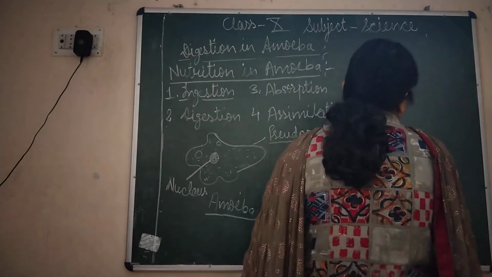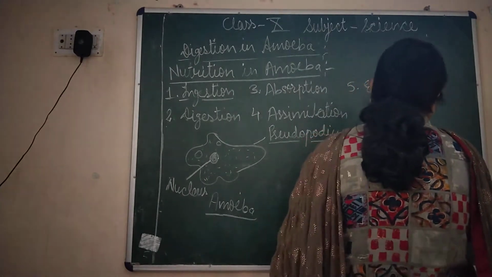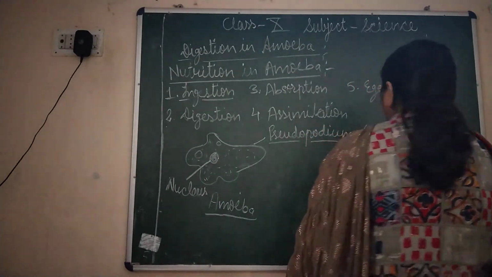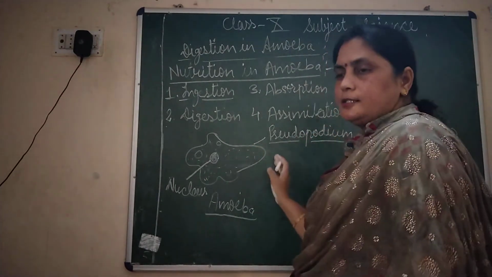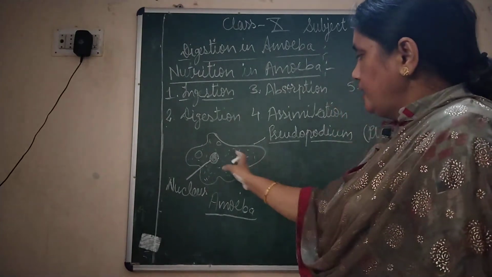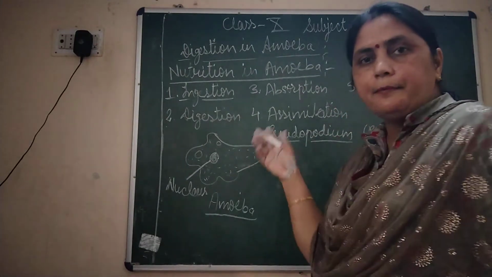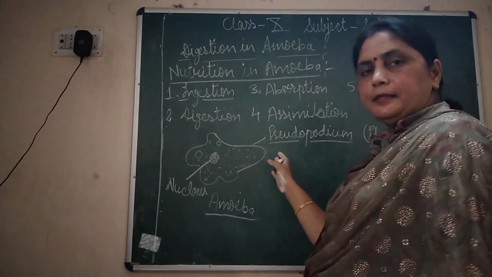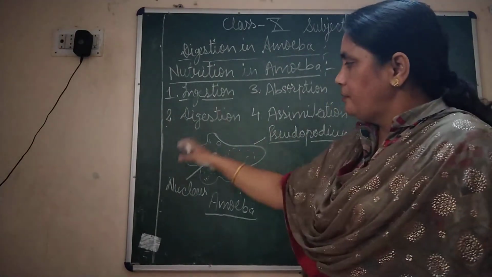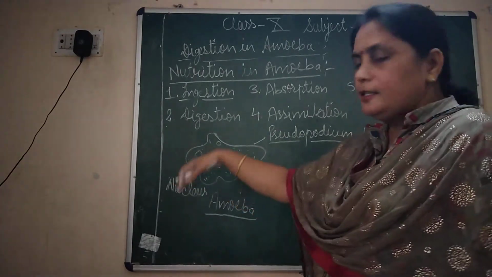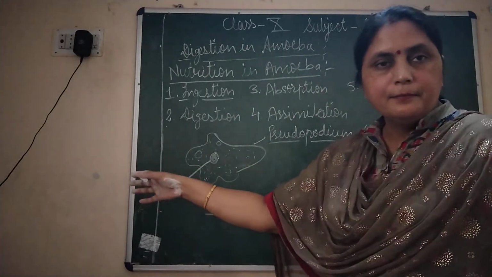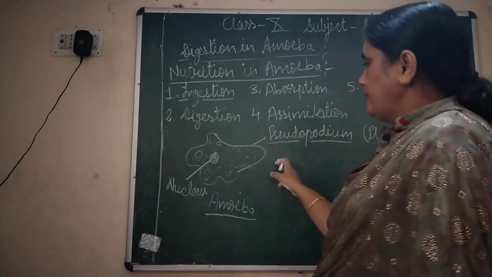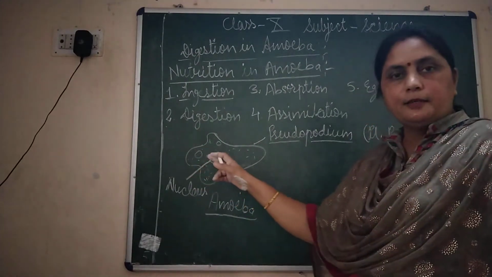Pseudopodium, and the plural is pseudopodia. If it sees that the food is on this side, then it will start moving to this side by making a pseudopodium on this side. Then this will become its anterior part, and this will become its posterior part. This will be the front, this will be the back.